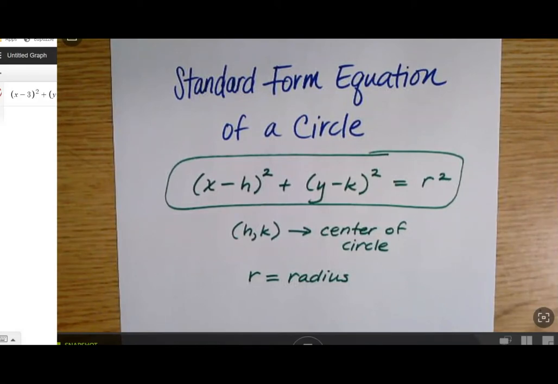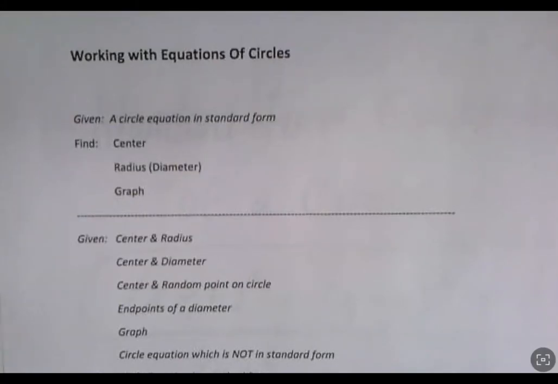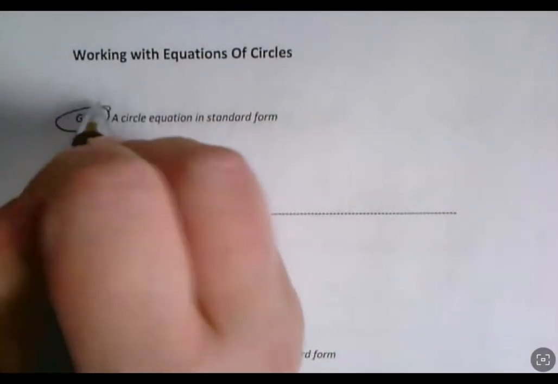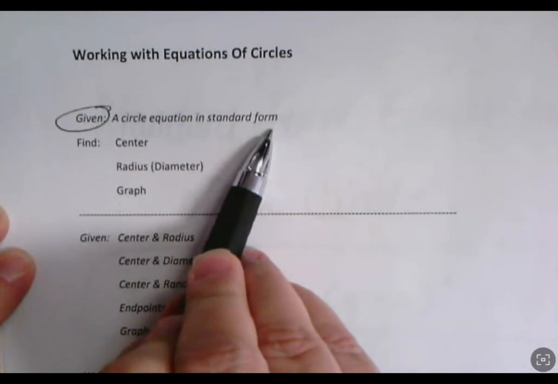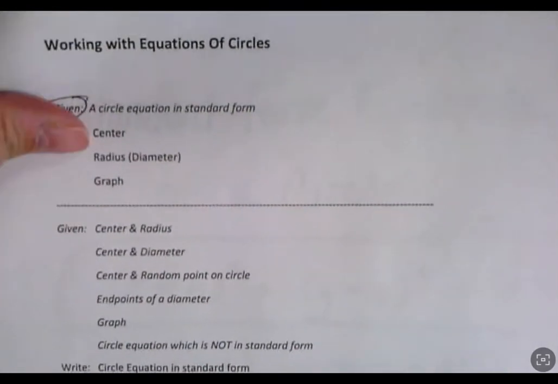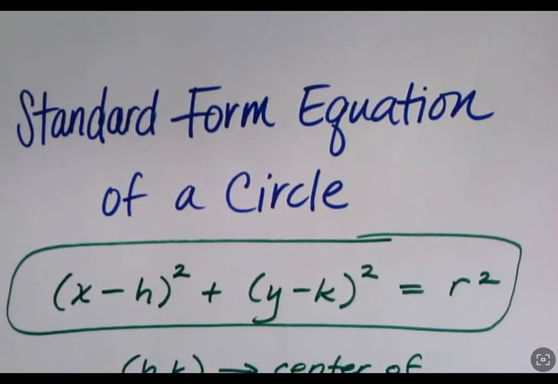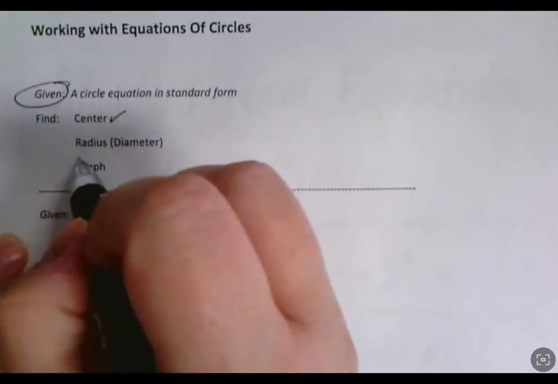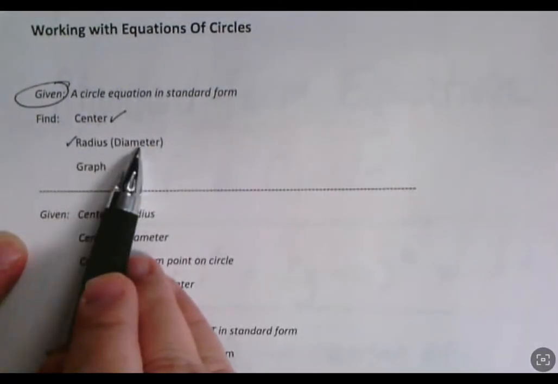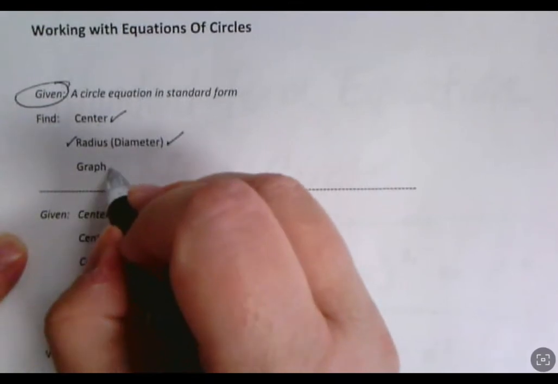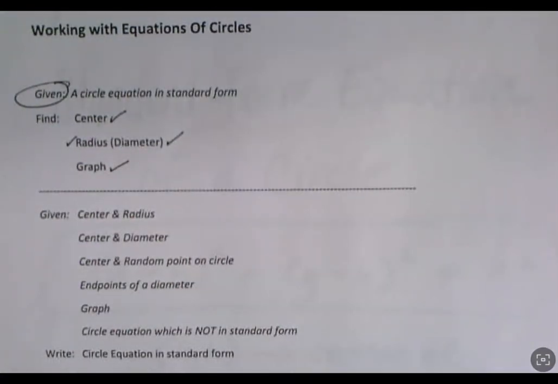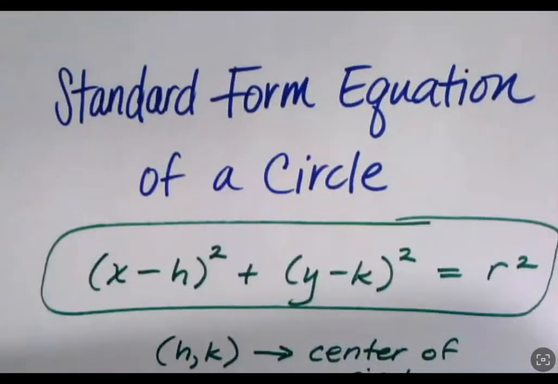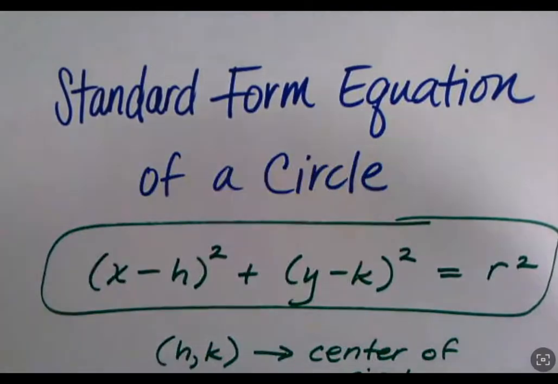So let's look at a few of the things we might be asked to do. There are a lot of different ways of asking us stuff about equations of circles, but here are some of the most common. They'll give me the circle equation in standard form. So that's that standard form we just said looks like this. So they give me that, and they'll ask me to find the center or the radius, which if I know how to find the radius, I can find the diameter, or to graph it. That's one thing I might be asked to do if I am given the circle equation in standard form. Now, if I'm not given the standard form equation that looks like this, I'm usually being asked for it.